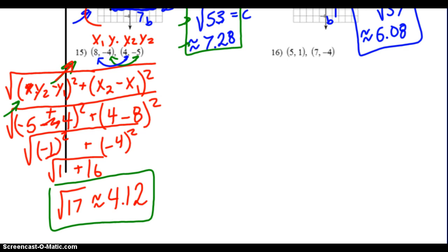How far is it from negative 4 to negative 5? Well, you're going down by 1. How far is it from 8 to 4? Well, it looks like you're going down by 4. And now I'll just use that as my A and my B in the Pythagorean Theorem.